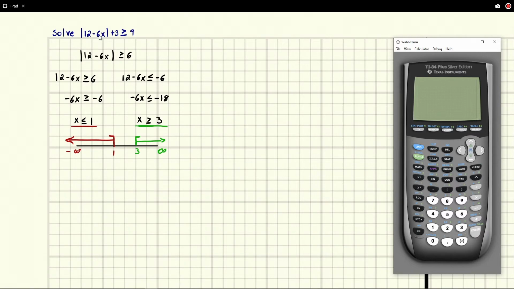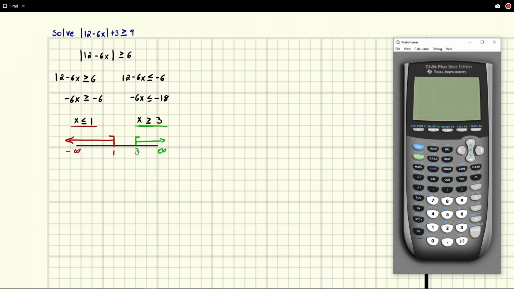So 6 times 1 is negative 6, right? Because this is a negative right here. So we have negative 6. 12 minus 6 is 6. And 6 plus 3 is 9. And we get 9 equals 9. So this endpoint checks out.